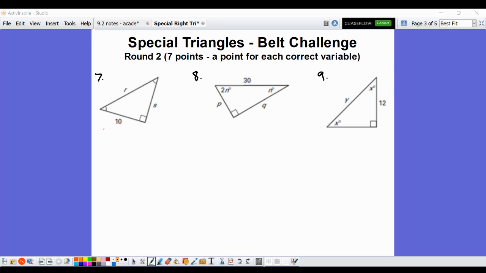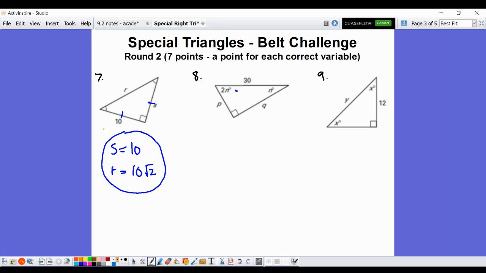In number 7, we see that these two angles are equal in a right triangle. Therefore, we're looking at a 45, 45, 90 triangle where this leg and this leg are equal. Therefore, right off the bat, S is equal to 10. And then the relationship in a 45, 45, 90 triangle is, to get the hypotenuse, you take the leg, 10, and multiply it by square root of 2. That's it. Final answer: S is equal to 10. R is equal to 10 roots of 2.